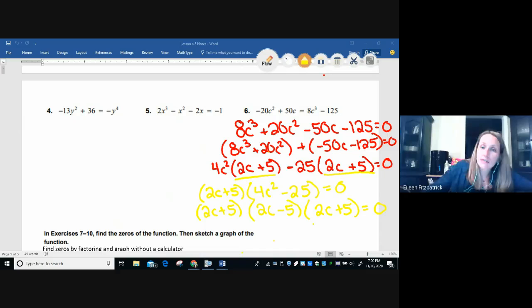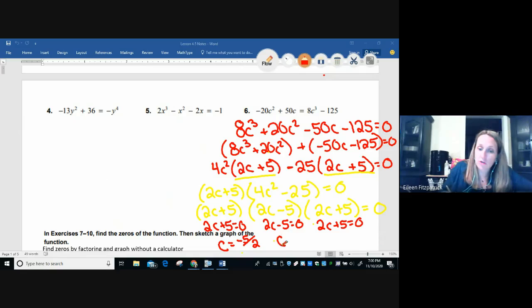Okay. Now I'm going to go back to red so I can see better. I'm going to set each of those equal to 0 and solve for c. So for the first one, subtract 5 and divide by 2. So you're left with c equals negative 5 halves. The next one, add 5, divide by 2. So c equals positive 5 halves. And then subtract 5, divide by 2, c equals negative 5 halves.